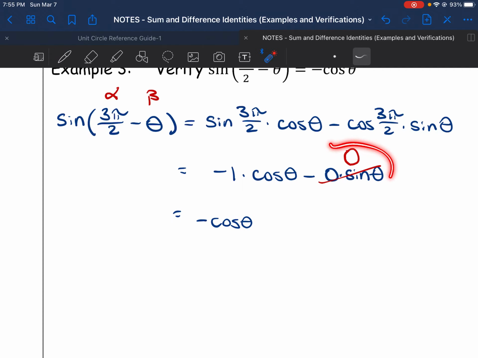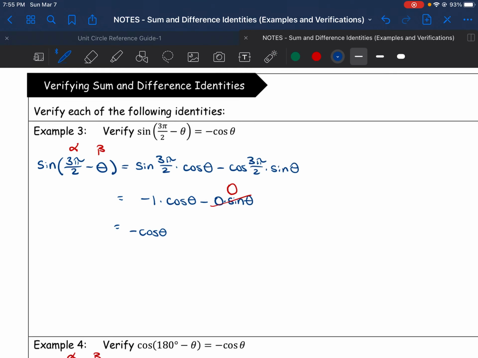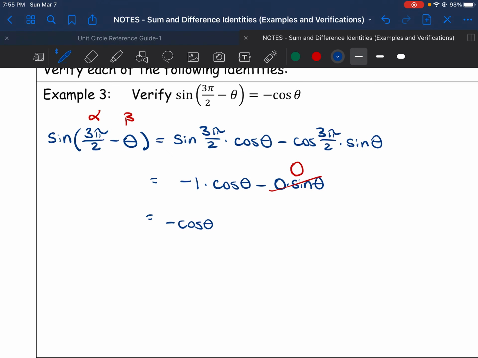Again, we're ignoring the 0 here. That part is irrelevant. But that's exactly what we wanted to verify. We have reached the end. I'm going to do my little end of proof box because we're done. We've verified what we wanted to verify.